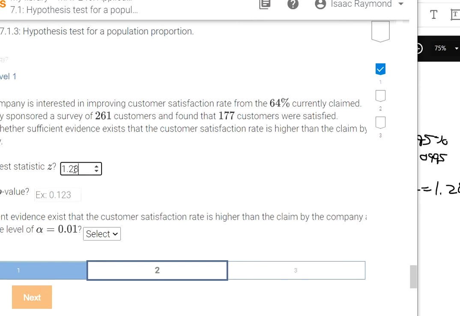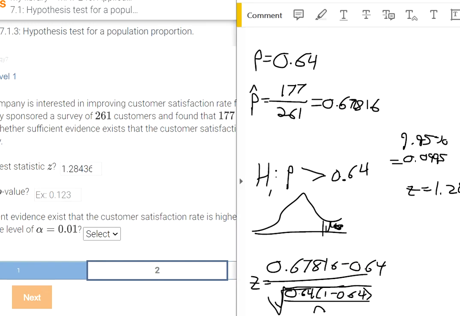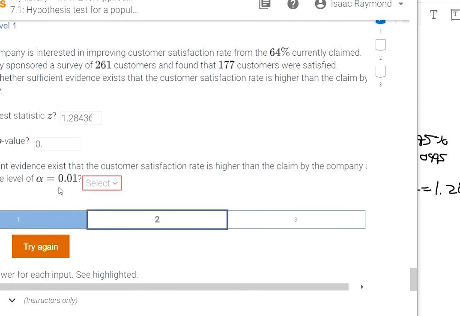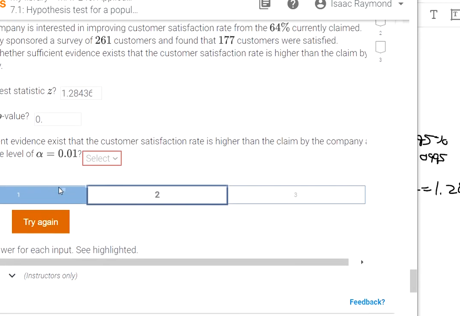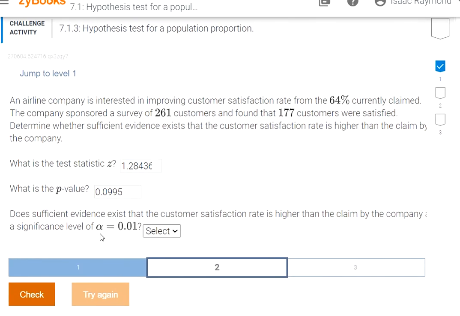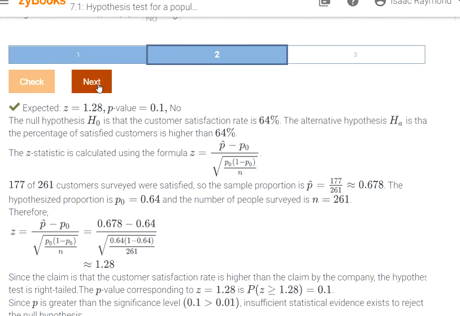So here was our test statistic: we got 1.28436. Our p-value was 0.0995. Is there sufficient evidence to reject at the alpha? Our p-value is bigger than the alpha. So no, there's not sufficient evidence to reject.